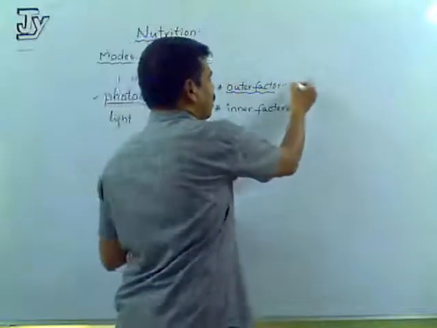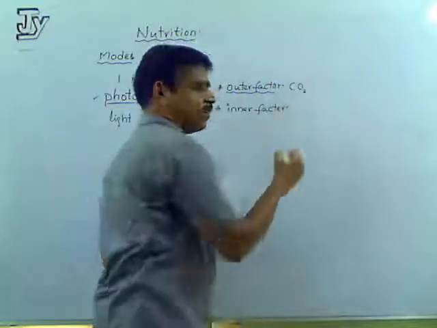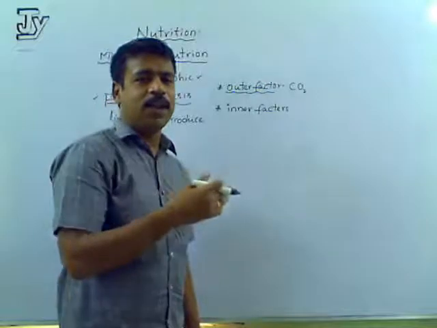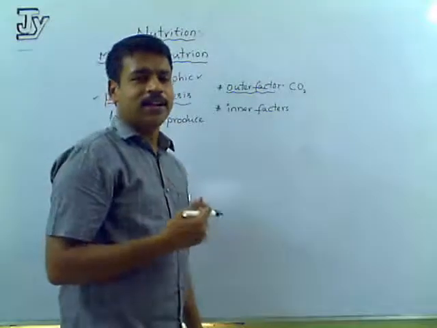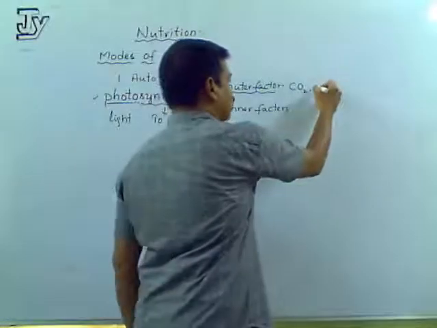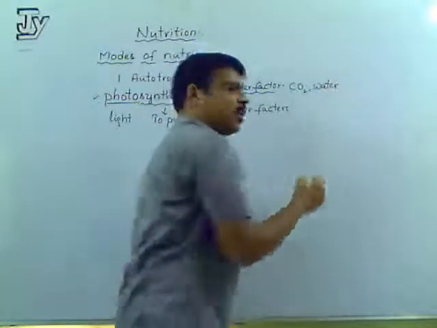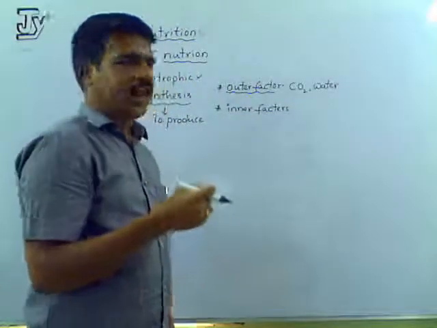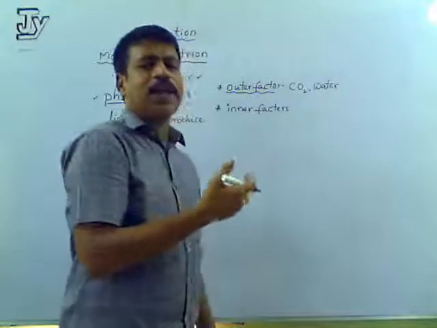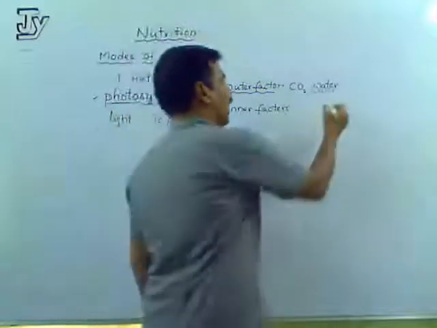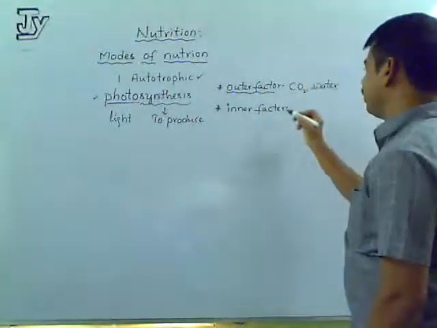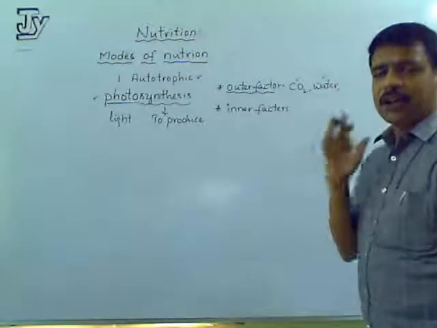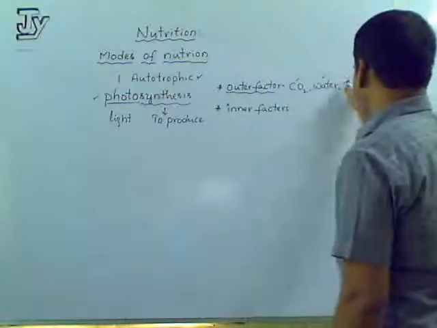One is carbon dioxide gas. The gas carbon dioxide is necessary for photosynthesis, which is available in our atmospheric air. The second one is water. Where do plants get water? Plants get water from the soil in dissolved state; they absorb water with the help of their root system. Carbon dioxide and water are outer factors. Another one is sunlight.